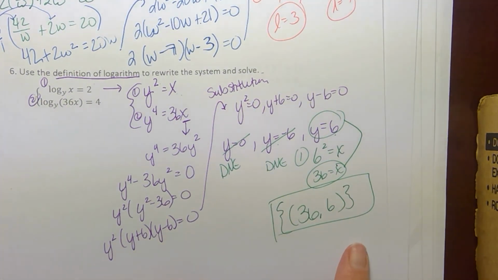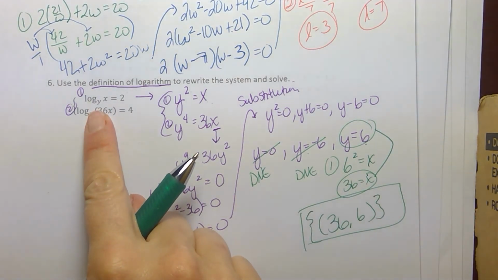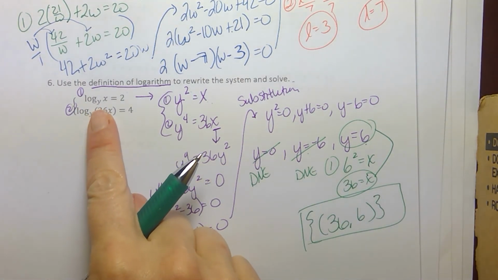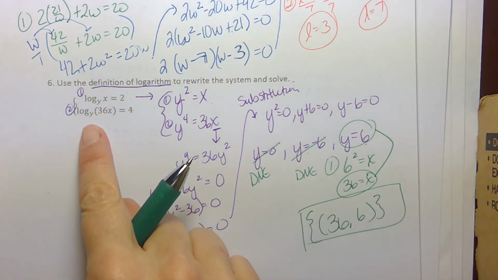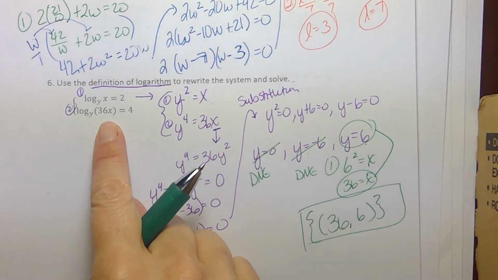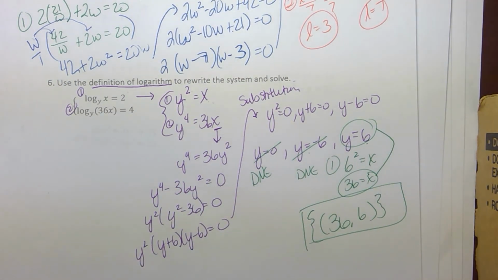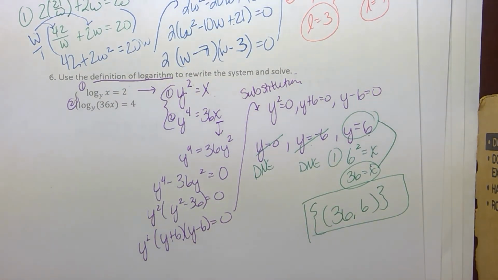And if I plug that back into check, it works. Where x is 36, y is 6, I would have log base 6 of 36 is 2. Well, what's the exponent of 6 that gives me 36? It's 2. And here, what is the exponent of 6 that gives me 36 times 36? Well, that's going to be 4, because 6 to the 4th is 36 times 36. So that solution set works.